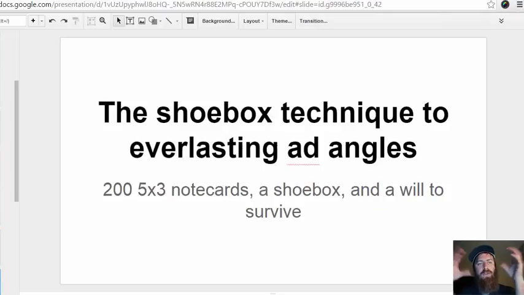So this is a really important thing for copywriting. It's something I suggest everyone do. I call it the shoebox technique to everlasting ad angles. Now, what you're gonna have to do is have a shoebox, 200 5x3 note cards, and you're going to just, throughout this research process, write down every headline you see for a product in your niche.